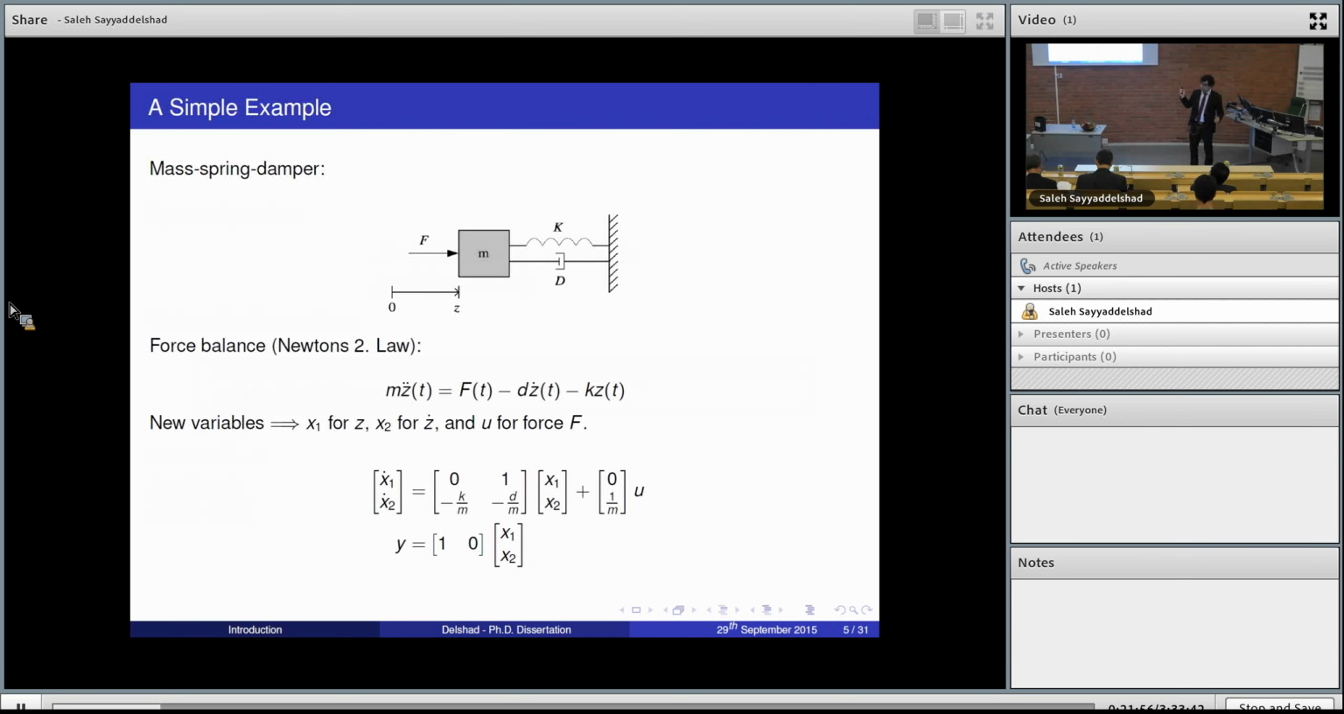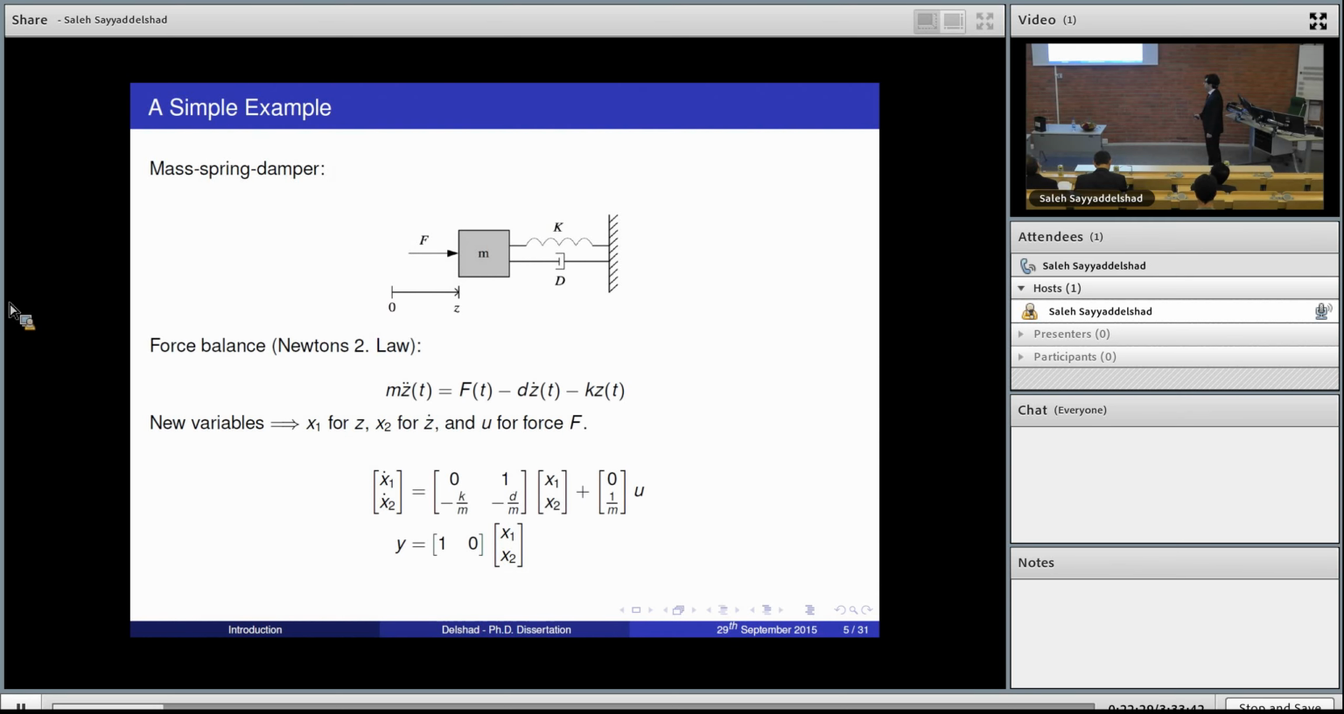Let's take a look at this simple example, a mass spring damper, and apply whatever I said until now to this example. Think about the mass spring damper, and writing Newton's second law, you can see that we end up with a second order differential equation. Taking two variables, the position of the mass and the velocity of the mass, and the input, which is the applied force, you end up with this state space realization.